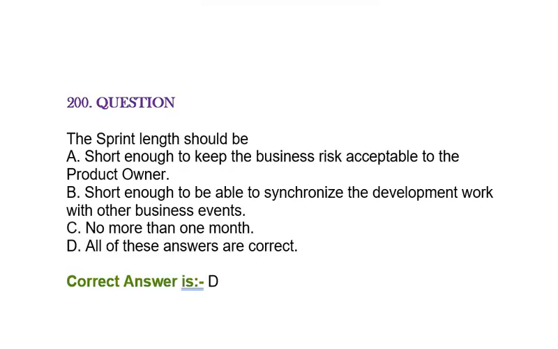Question is the sprint length should be option A, short enough to keep the business risk acceptable to the product owner. Option B, short enough to be able to synchronize the development work with other business events. Option C, no more than 1 month. Option D, all of these answers are correct. Correct answer is option D.